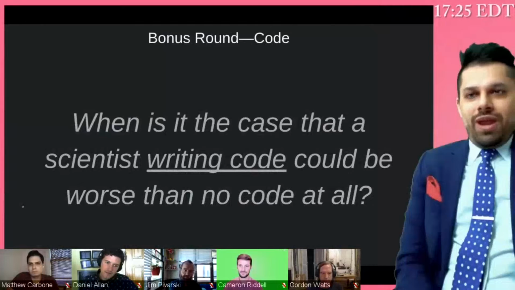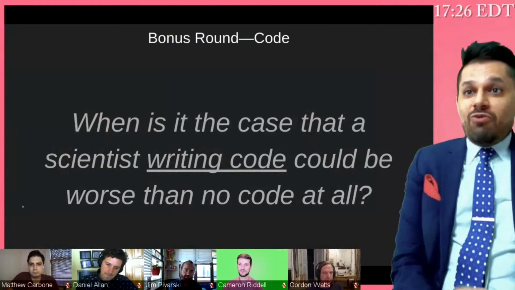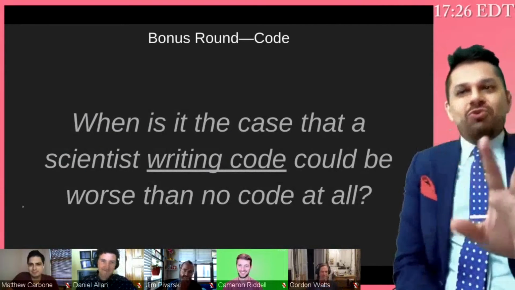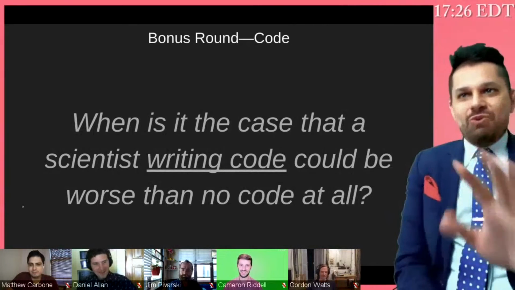And for our final lightning bonus round, code. When is it the case that writing any code at all is worse than just not even bothering? Just don't write any code for this. Keep it in a notebook. Do whatever. Don't give me a library.